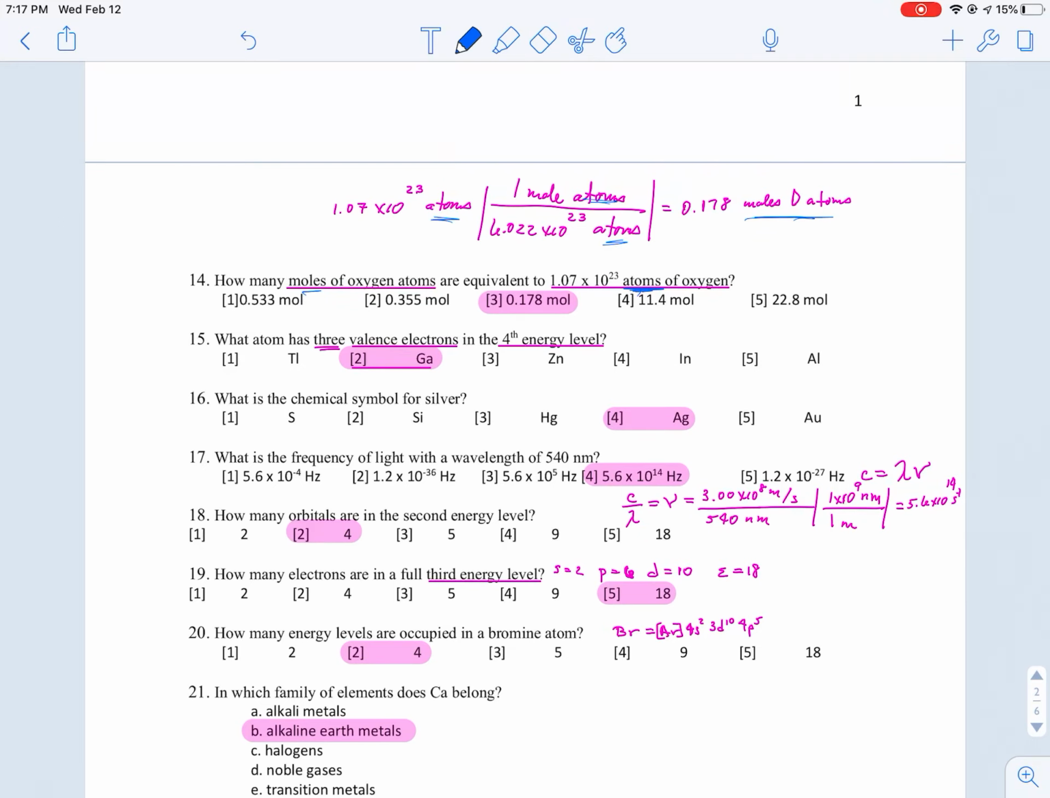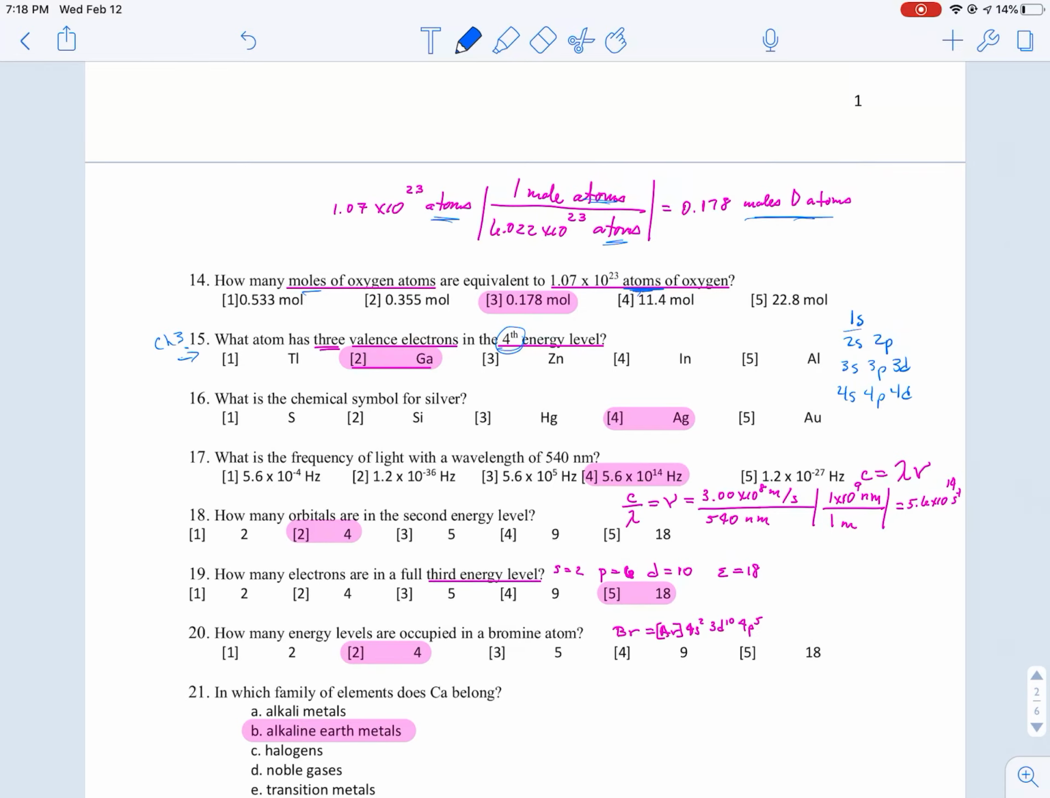Okay, which one has 3 valence electrons in the 4th energy level? So this is definitely chapter 3. And the way these work, you have your 1s, and then you have your 2s and your 2p. You have your 3s, 3p, 3d. You have your 4s, 4p, 4d. It keeps going over, and they fill in a certain way. You can look at the periodic chart and start counting over if you want to.